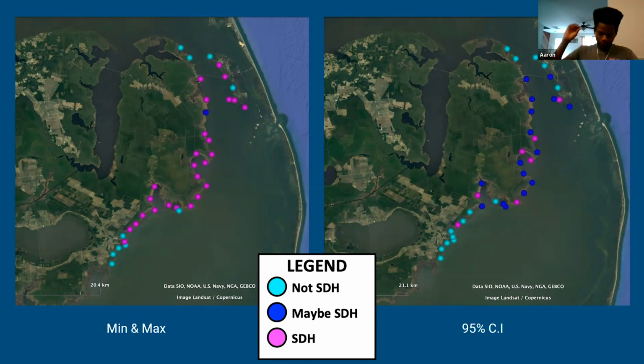So for me personally, I would probably go with the 95% confidence interval map, just due to its being more stringent on what is and what's not. In that case, you would be less likely to end up at a site and then realize that it's actually not SDH, less so than with the min and max, where a majority of them are considered SDH. So you could go to one site and it's not really what you were expecting.